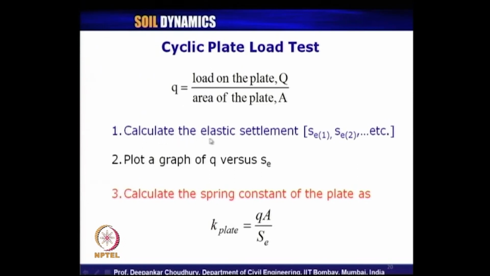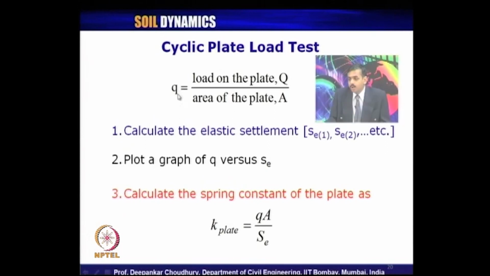We need to calculate the elastic settlement by applying cyclic load on that plate. So, these are the elastic settlements. In the next figure, we will show what these elastic settlements are. Plot a graph of that Q versus the elastic settlement and calculate the spring constant of the plate using this expression. The spring constant of the plate is nothing but this force per unit area, which we have measured from this plot, times the area of the plate divided by the average elastic settlement.